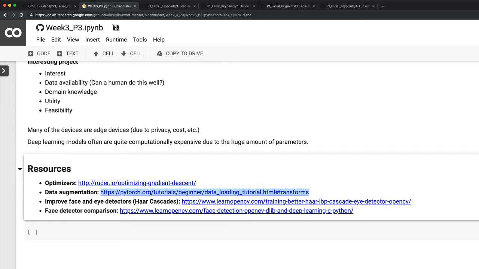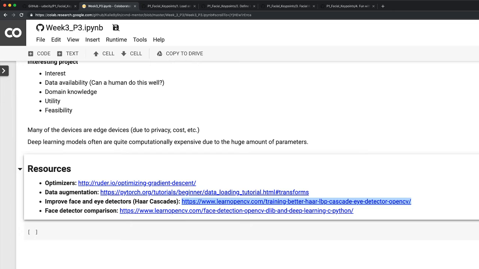If you want to augment your data, if you want to rotate the images or something, this is definitely something you can look into. If you want to improve the face and eye detectors, you can look at this tutorial to train a better Haar cascade eye detector and face detector for your images, in case you're feeling that your detectors are not good enough.